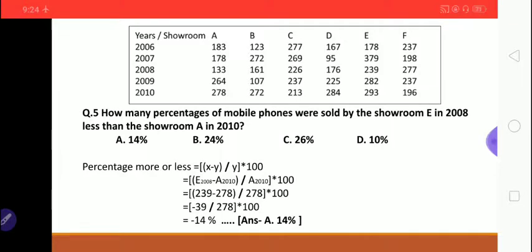You can easily judge from the numbers also, that is 239 and 278. Therefore, E is selling fewer mobiles as compared to showroom A. Therefore, this percentage comes as 14%. So the answer will be option A.